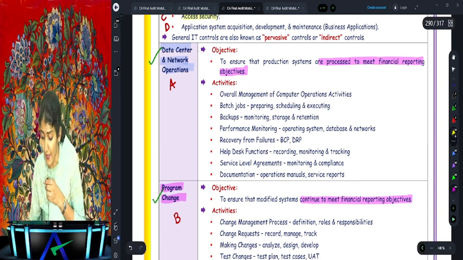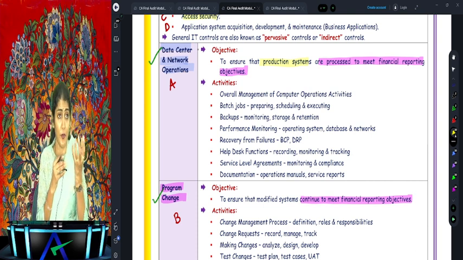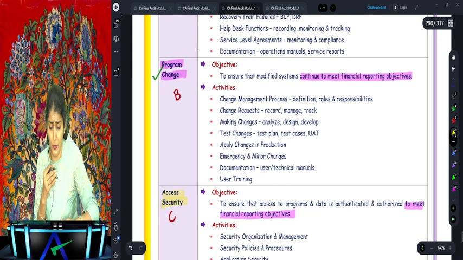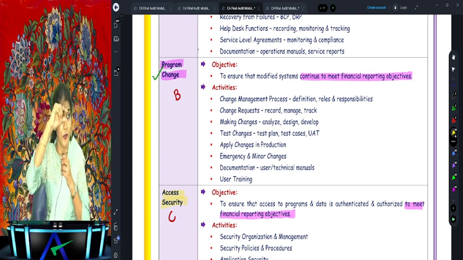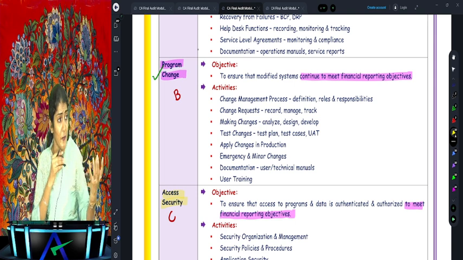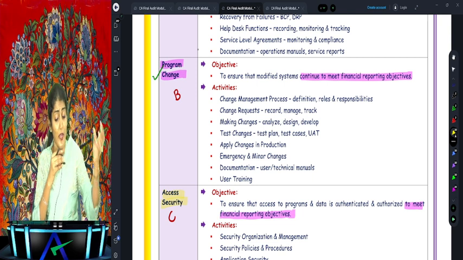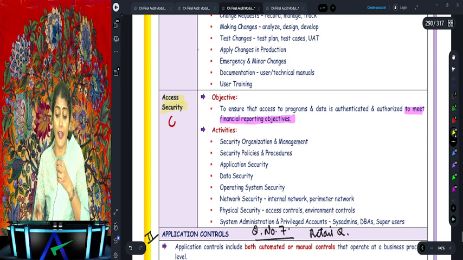And here what does it say? The production system, data center: whatever data is being produced by your computer system, like Facebook or Instagram or bank or railway or stock exchange, whatever data is being generated over there, whether that data can be used to meet the financial reporting objectives. Then if you make any change to that data, like salary of the employee, you increase it from 1 lakh to 1,20,000, or rate of depreciation, you change it from 20 to 25%, or rate of taxation, you change it from 10 to 12%. Then whether the modified systems continue to meet the financial reporting objectives.